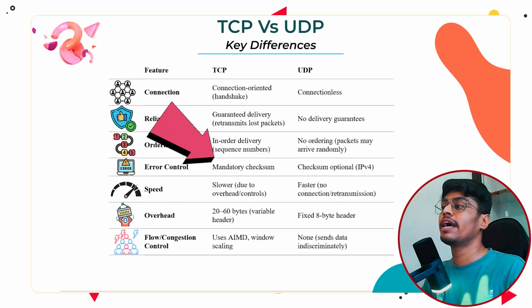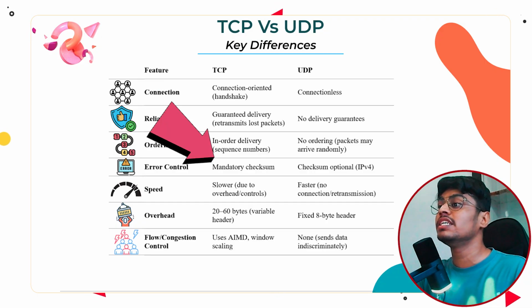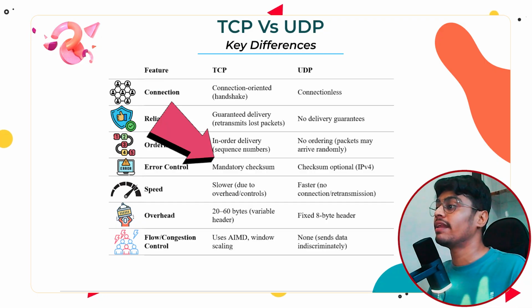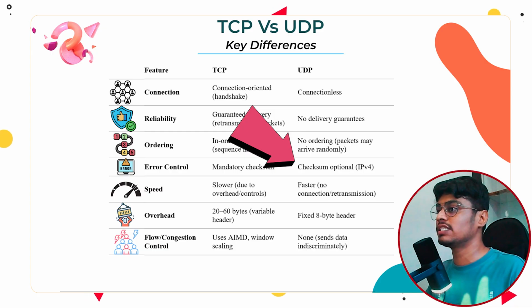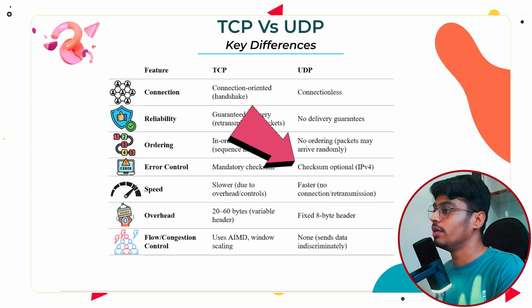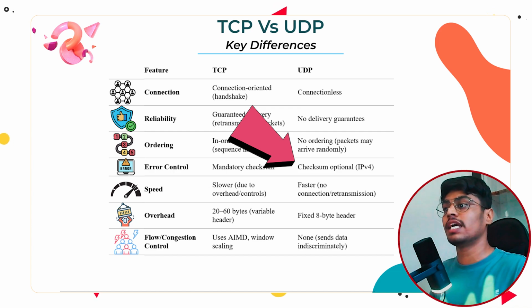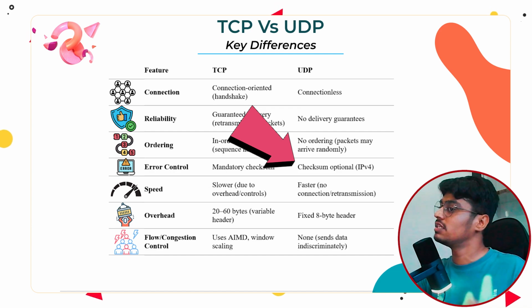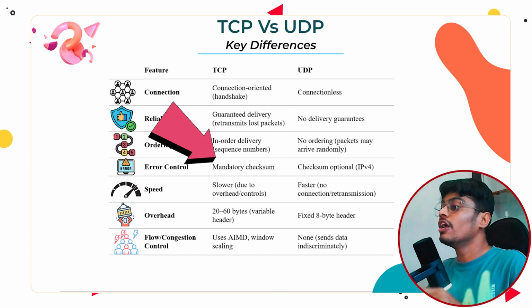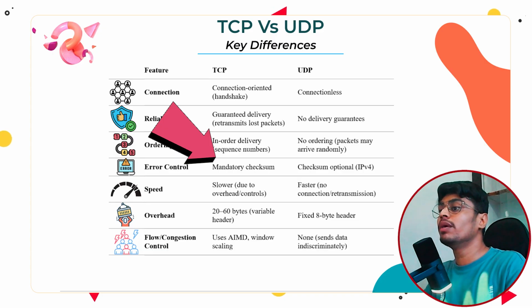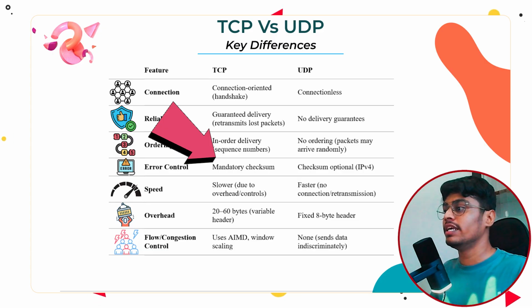Now, the other thing is error control. Error control is mandatory in TCP. We use checksum to detect errors. Although UDP also has a checksum in its header, the difference is that error control is optional in UDP. You can send data without checksum by simply putting zeros in the 16-bit checksum field. But if you are sending data through TCP, you must calculate the checksum and send it with the data so the receiver can verify whether there is an error or not.